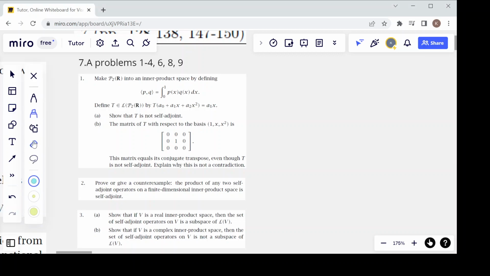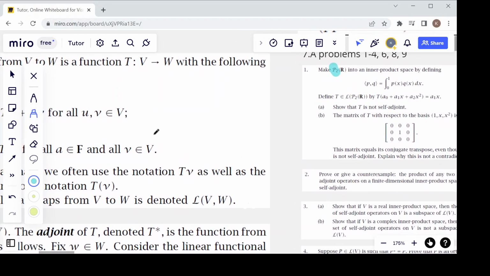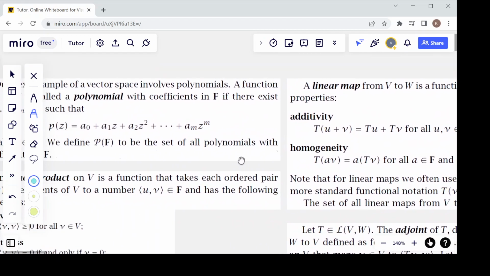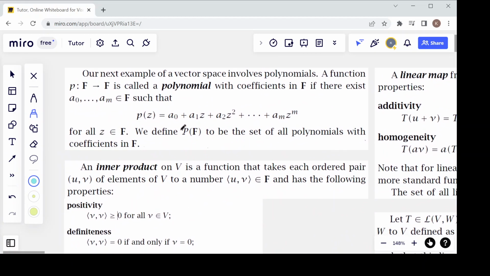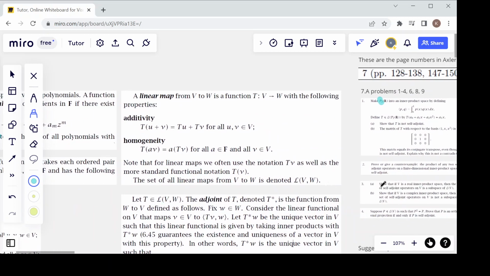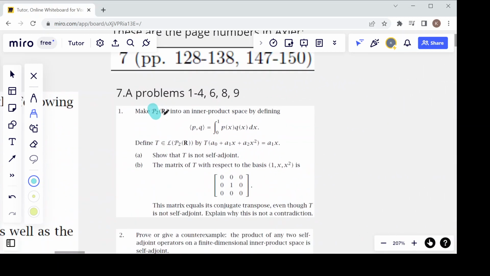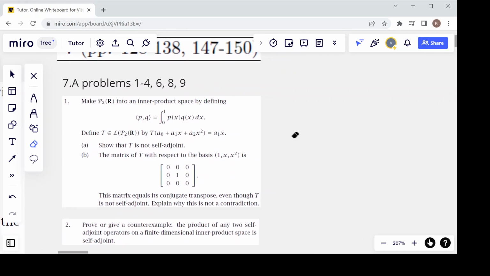You can usually assume that this curly P is the set of polynomials, but it's good to check that. And here it is in the grab I took from the textbook, that we define curly P of F to be the set of all polynomials with coefficients in F. And I didn't bother grabbing it, but elsewhere it does confirm that when you take the subscript of 2, it means the polynomials with maximum degree of 2. And the R means we are taking our coefficients of these polynomials from the real numbers, so that's fairly straightforward.